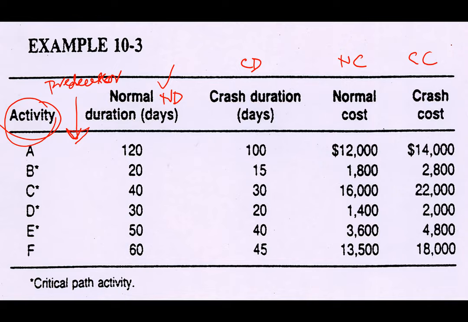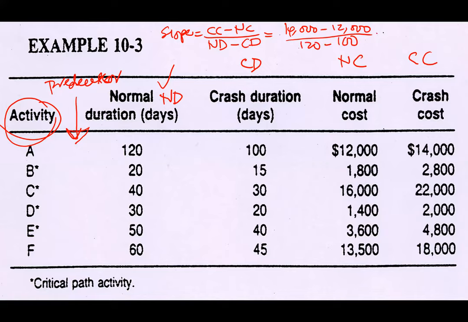The second step, you need to calculate the cost slope. How to calculate the cost slope? Again, the formula: cost slope is equivalent to the difference in the cost, crash cost minus normal cost, divided by normal duration minus crash duration. For instance, activity A, crash cost would be 14,000, 12,000 is the normal cost, divided by 120 minus 100. So you get 4,000 divided by 20.